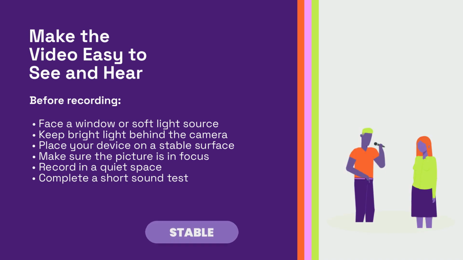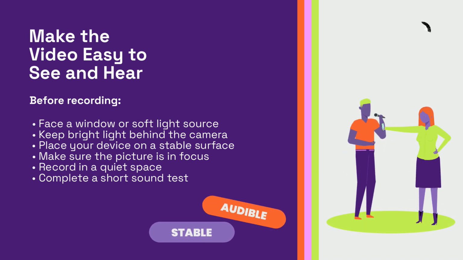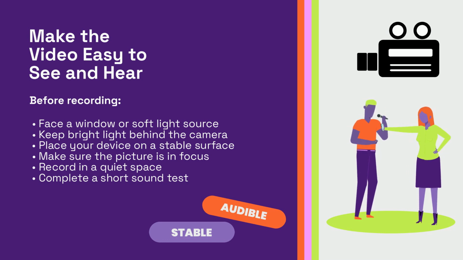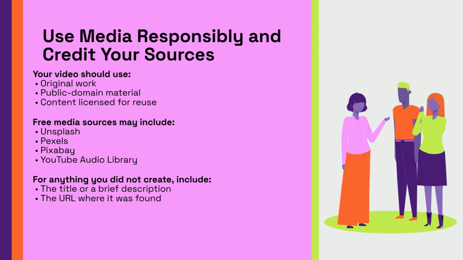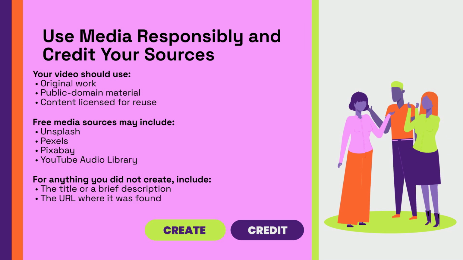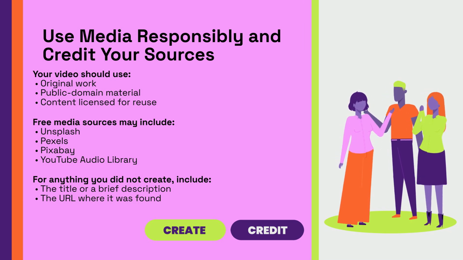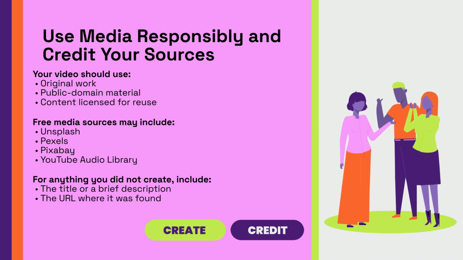Professional equipment is not required, but the viewer must be able to see and hear the response. Face a window or soft light source. Place your device on a stable surface and check that the picture is in focus. Record in a quiet space. Begin with a title that clearly identifies the topic and purpose of the video. Include your name so the viewer immediately knows who created the response and what the presentation will address.